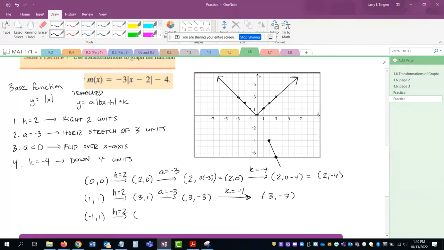H is 2. That means move to the right 2 units. So I'm at -1. It means I go over to 1. A is -3. So now I'm at 1, -3. And then K is -4. So that means I go 1, -7. 1, -7 is here.